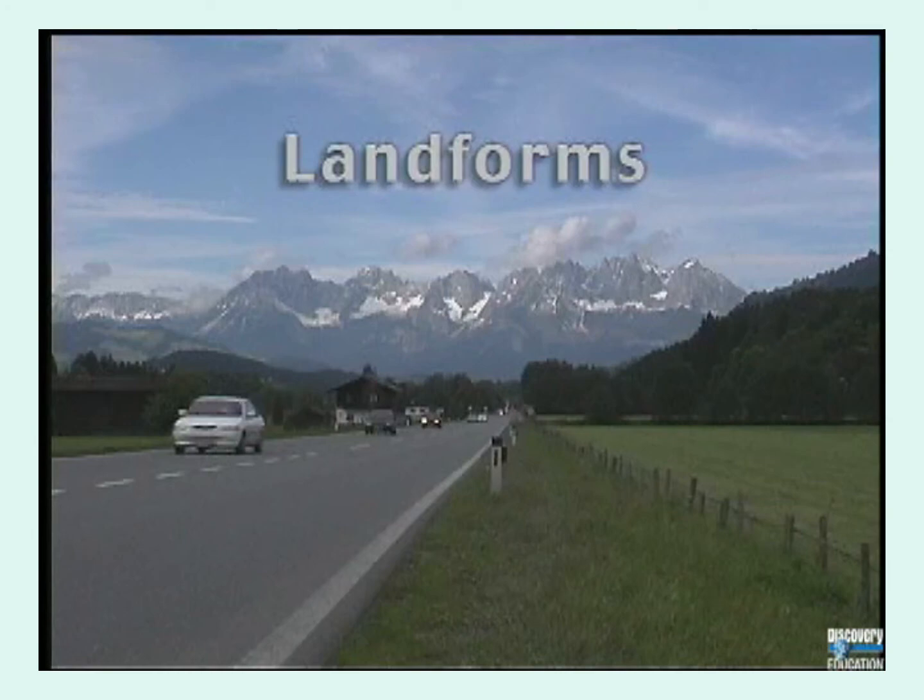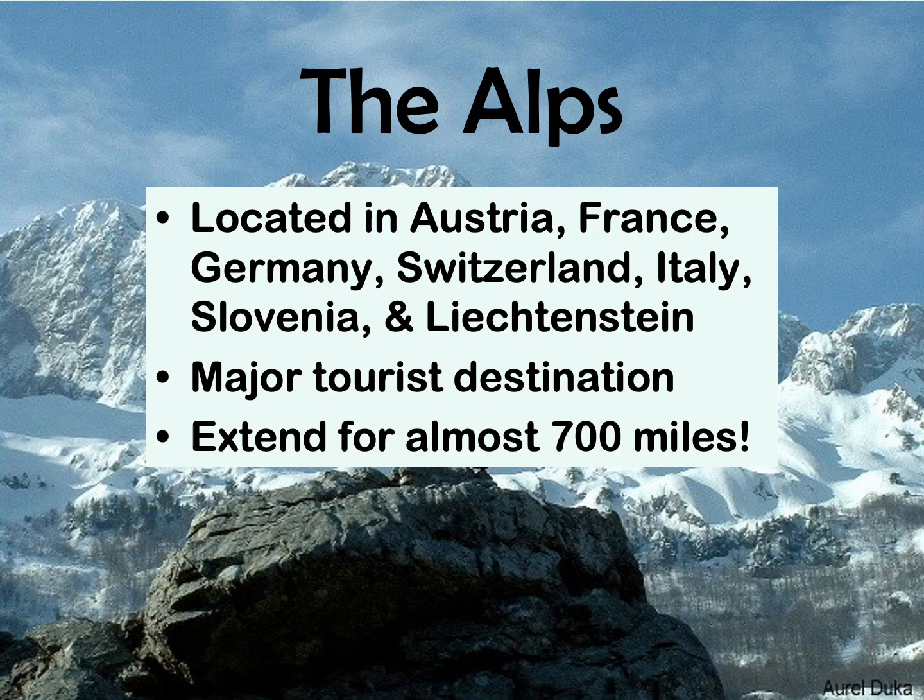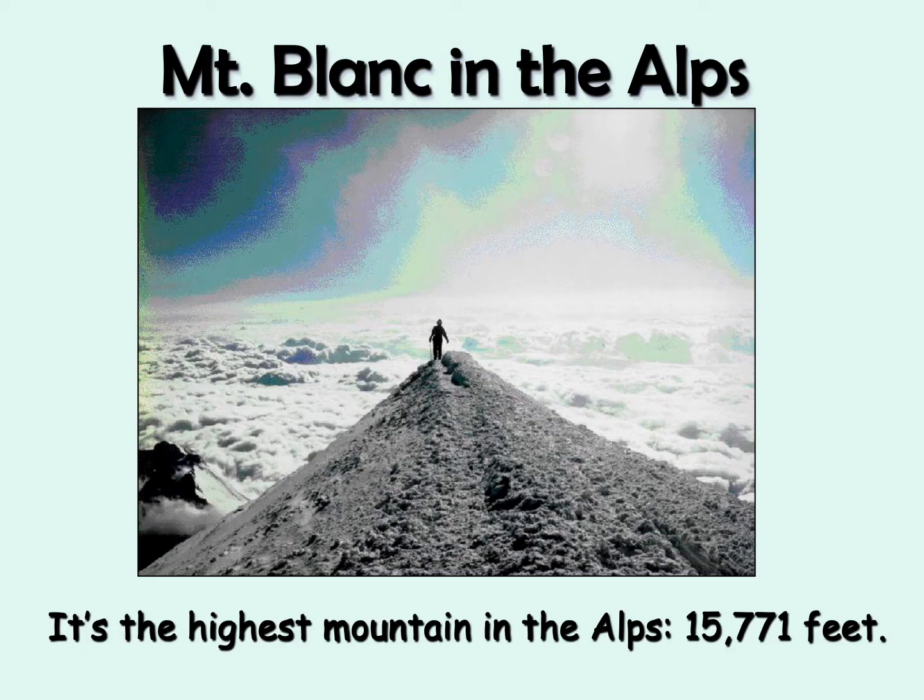Now, some landforms. The first one is going to be the Alps. They're located in Austria, France, Germany, Switzerland, Italy, Slovenia, and Liechtenstein. Sorry, that's a hard word for me. It's going to be a major tourist destination, and it's going to extend for about 700 miles. So the Alps are going to be another natural barrier. Mont Blanc is going to be the highest mountain in the Alps, at 15,771 feet. So obviously that's going to be pretty high up there.